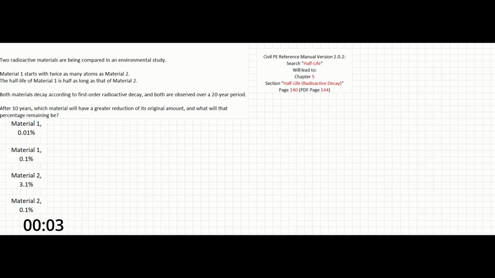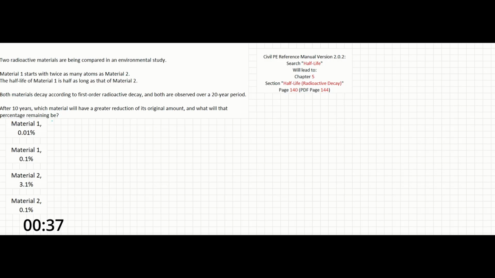shine. In this problem, two radioactive materials are being compared in an environmental study. Material 1 starts with twice as many atoms as material 2. The half-life of material 1 is half as long as that of material 2. Both materials decay according to first-order radioactive decay, and both are observed over a 20-year period. After 10 years, which material will have a greater reduction of its original amount, and what will that percentage remaining be?